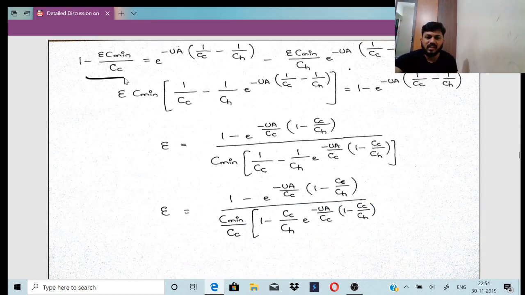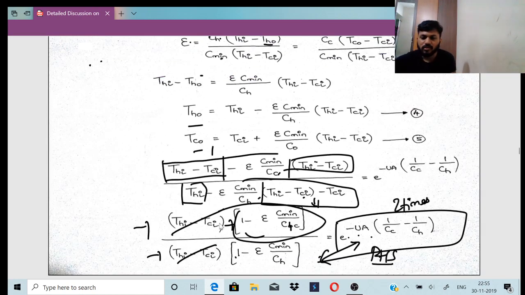This will remain on the left hand side. Right hand side में e power minus UA (1/Cc − 1/Ch), epsilon Cmin by Ch into e power minus UA (1/Cc − 1/Ch). As I told, this one was 1 minus epsilon Cmin by Ch, है ना? तो 1 minus था ये, तो क्या होगा 1 into e power minus UA. So this will get multiplied first and next e power into this. So two terms of e power minus UA will come.